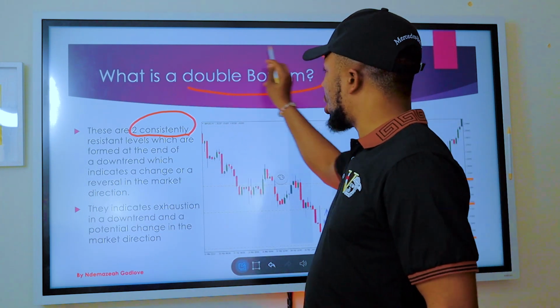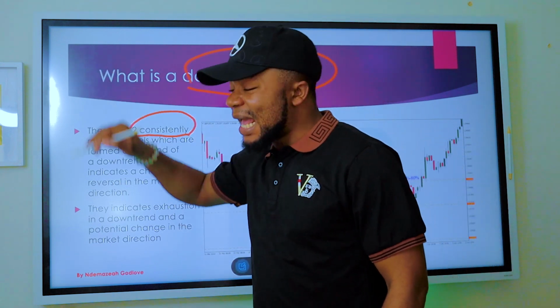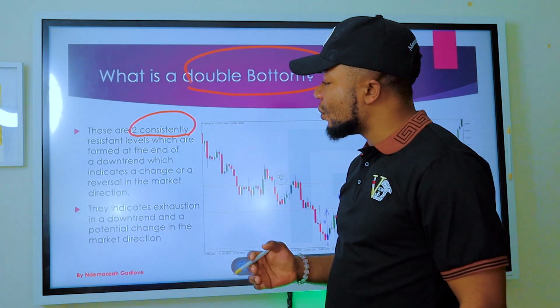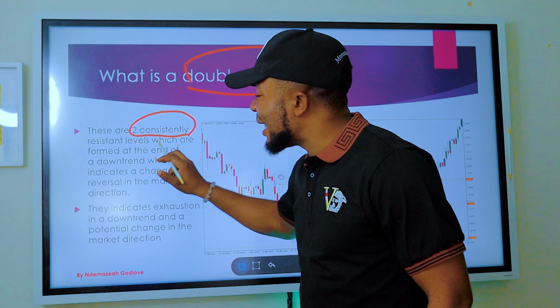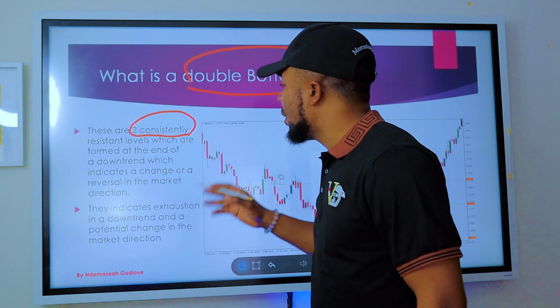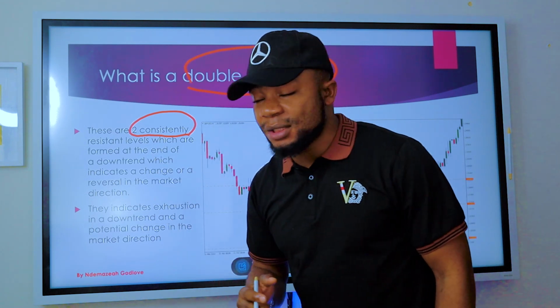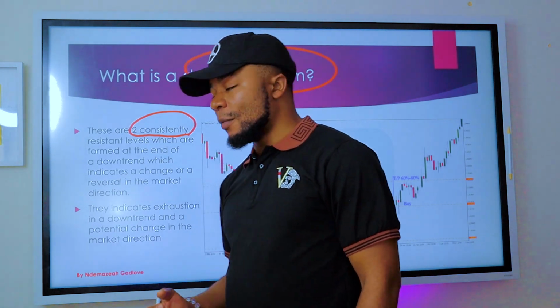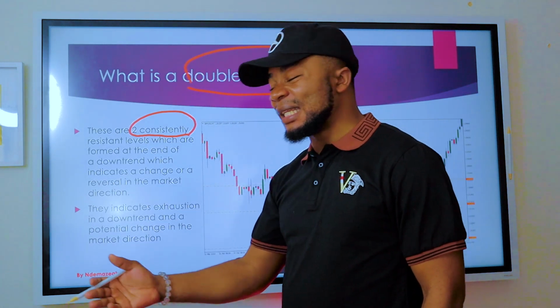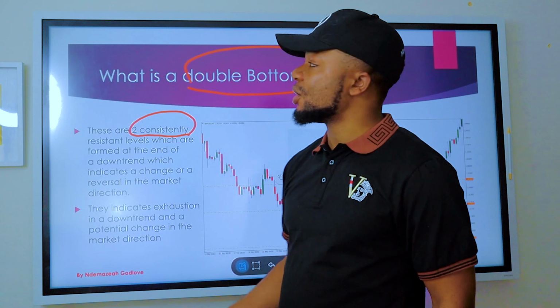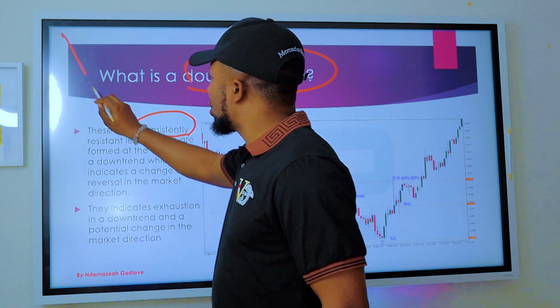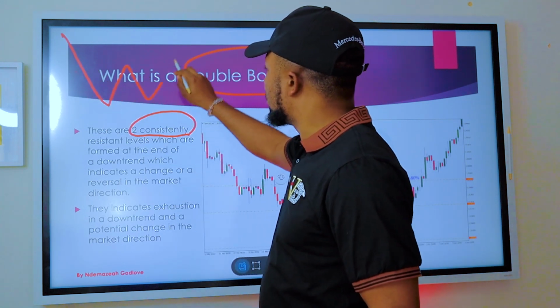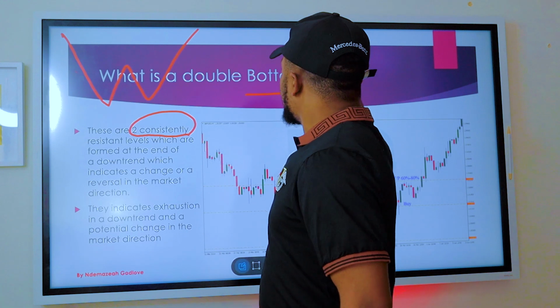A double bottom is a consistent level, a resistant level, which is formed at the end of a downtrend and indicates a change in the market direction. All right. Remember, it has already indicated that the market has changed direction. So anytime you see a double bottom, it is just something like this.